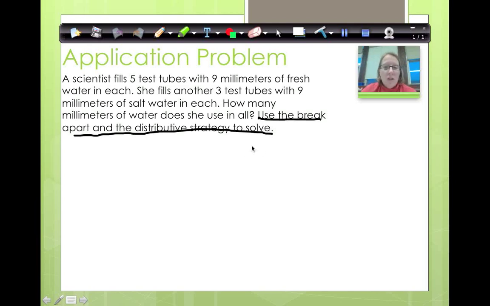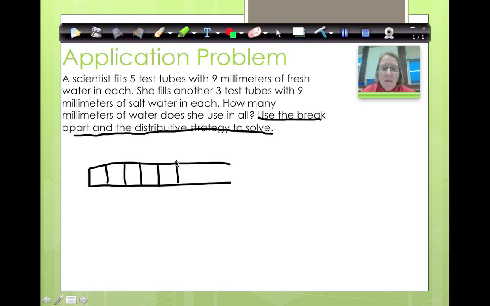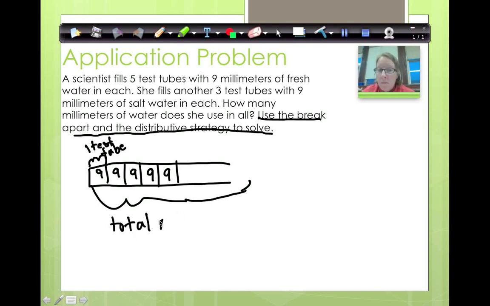First, let's do a tape diagram. She says she fills 5 test tubes with 9 millimeters. So I'm going to make a tape diagram, and I'm going to put a test tube here. 1, 2, 3, 4, 5. And each one there's 9 millimeters. So I'm going to label this 1 test tube. Kind of hard to write little. And this right here is going to be my total milliliters of water. Make sure you label it.